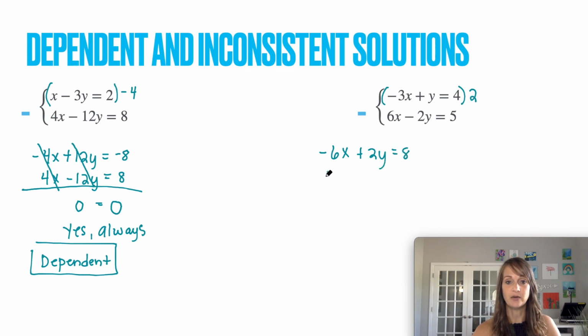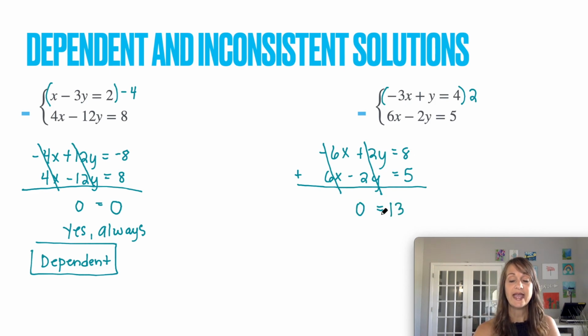On bottom, I'm just going to rewrite the whole thing. What happens, unfortunately, here is when you add, the x's do eliminate each other. However, again, just like over here, the y's also cancel. 2 and a -2 leave you also with a 0. However, on the right-hand side, 8 and 5 give you 13. Can 0 ever equal 13?